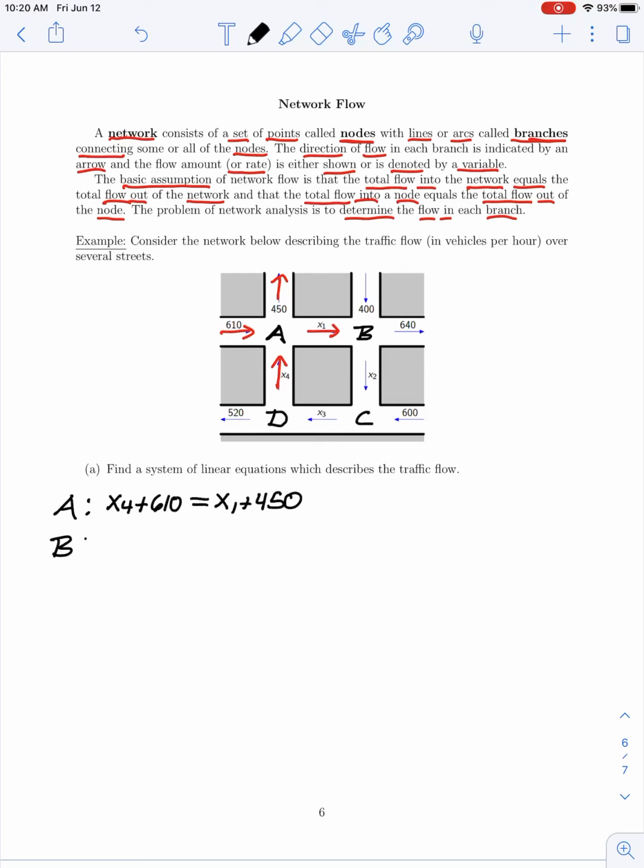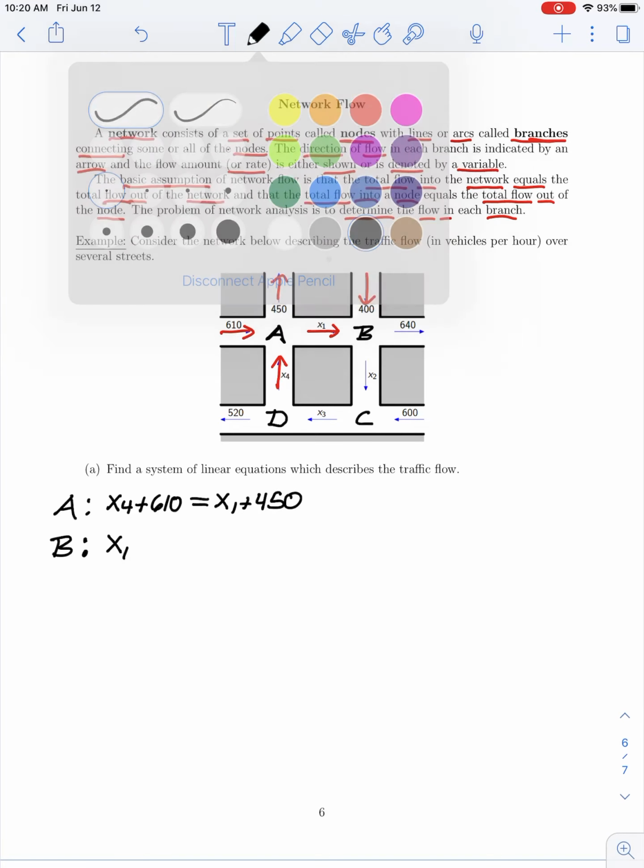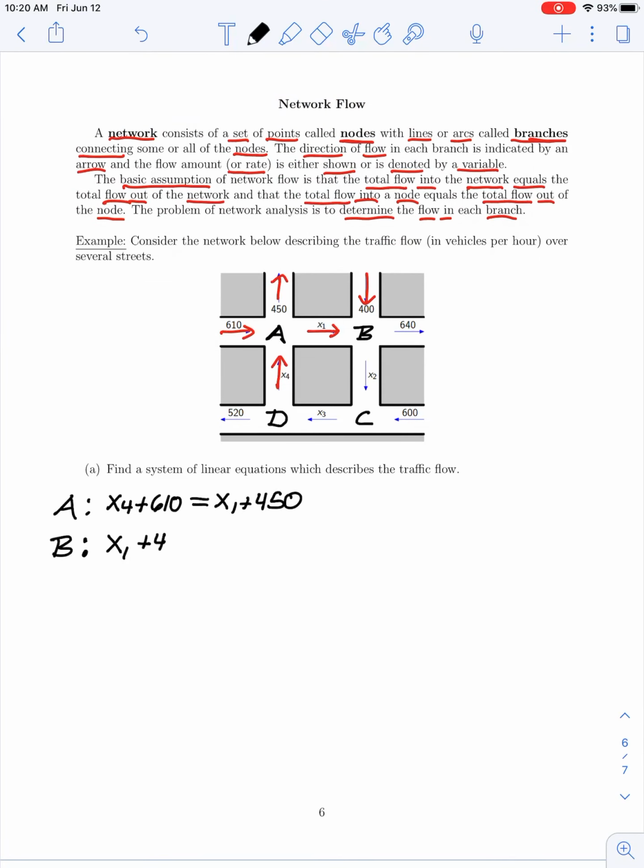Now for node B or intersection B, let's look at our flow in. So we just saw from node A to node B, we have a rate of flow of x1. Now also coming into node B, we have a 400. So this rate of flow into intersection B is x1 plus 400 vehicles per hour. That has to equal the rate of flow out, which looking at our outward arrows from intersection B is x2 plus 640.